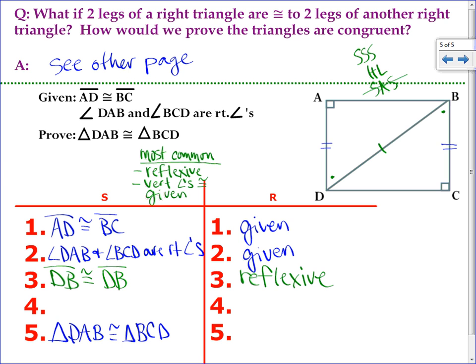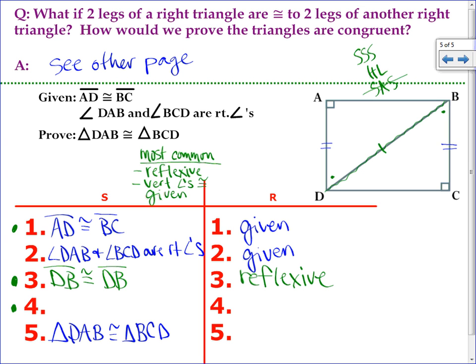Okay, let's talk about HL. Do we have congruent hypotenuses? Which ones are the hypotenuses? Right here. So we have congruent hypotenuses. That's what we said in step 3. Do we have congruent legs? Yeah, the ones on the left and the right are legs of the right triangle. What's the only thing we're missing in order to use HL? What's step 3? Or in this case, step 4 on our proof. What do we have to say?